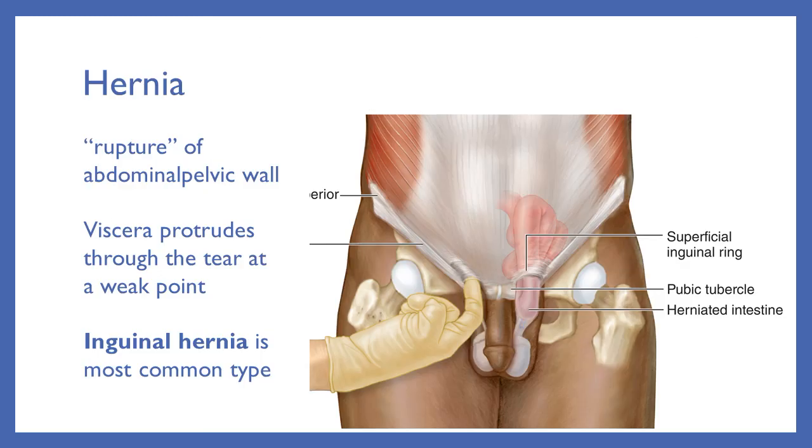The last thing we have for this PowerPoint is a hernia. A hernia is a rupture of the abdominopelvic wall. It causes parts of the organs in your abdomen to squeeze out through that opening. Your viscera protrudes through the tear at a weak point. An inguinal hernia is the most common type because there is an opening through which blood vessels and spermatic cords travel. If a hernia like this develops, then you have to surgically go in and repair it, trying to fix that weak spot.